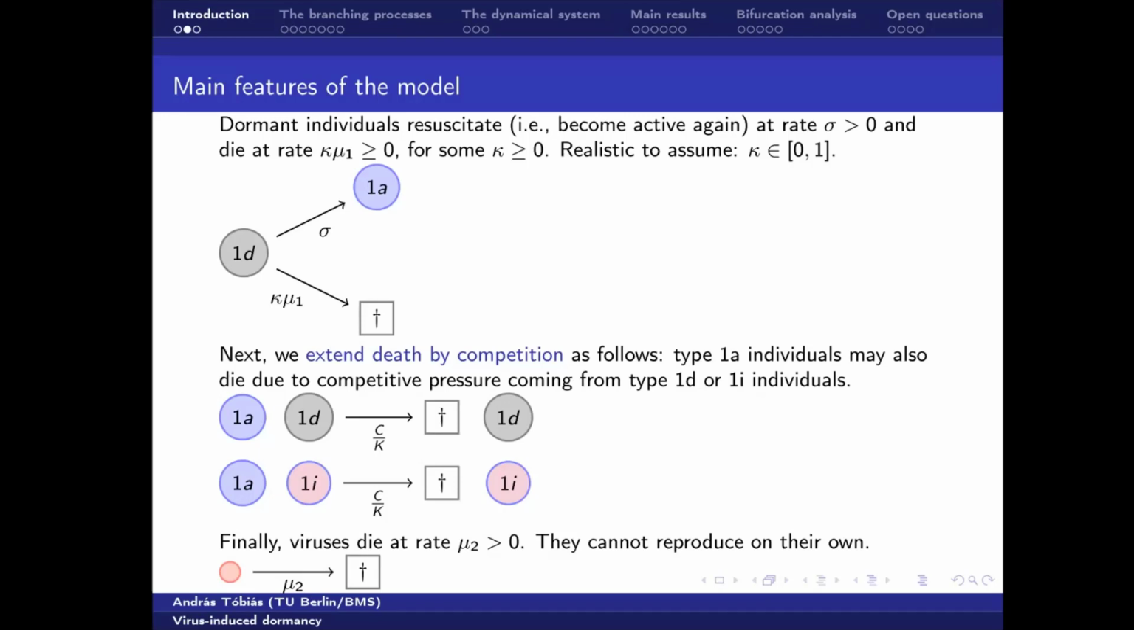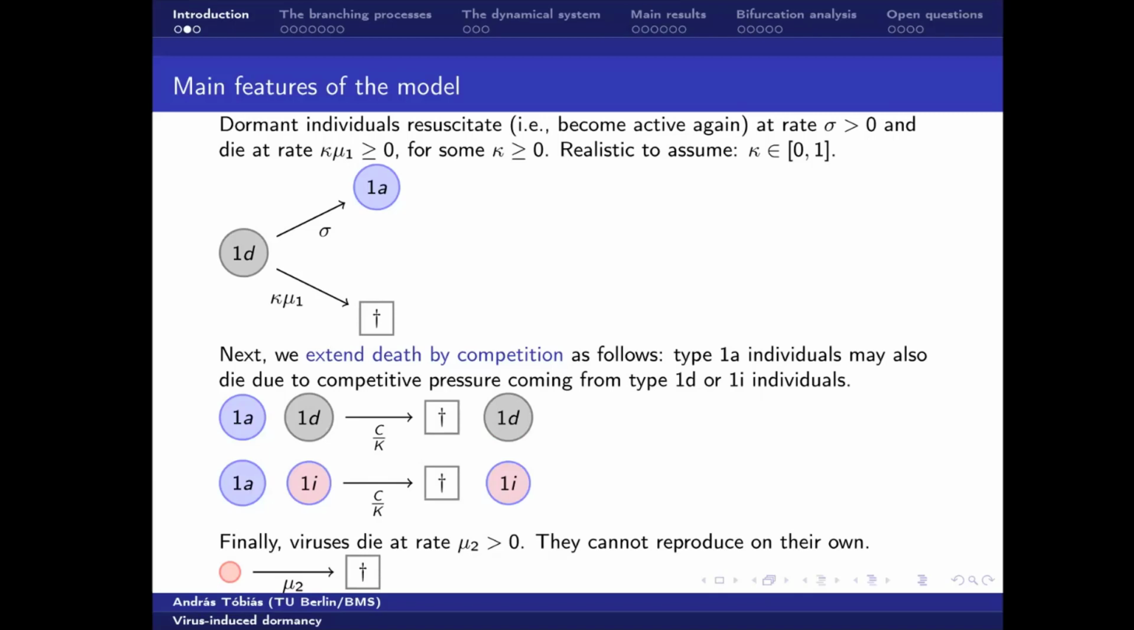That's important. And now we extend death by competition as follows. Type 1A individuals also feel some competitive pressure from dormant and infected individuals. For pairs consisting of one active and one dormant or infected individual, we have these competitive events at rate C divided by K, where the active individual dies. Infected individuals can't reproduce, but they still take away some space and resources from the active ones because they need energy to produce viruses. Therefore, this also yields some competitive pressure for the active individuals.